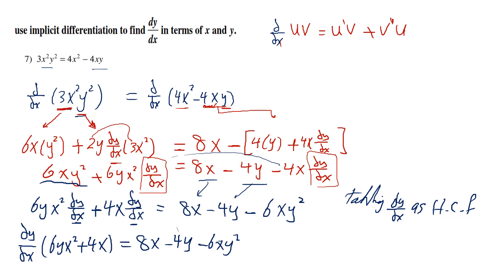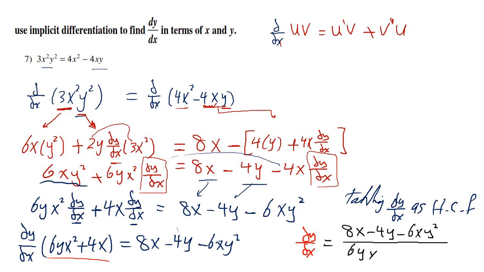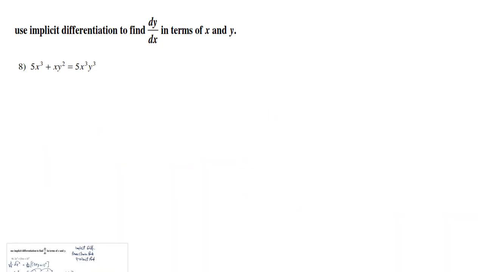By dividing both sides by 6yx squared plus 4x, dy by dx finally is equal to 8x minus 4y minus 6xy squared divided by 6yx squared plus 4x. By the way, I can simplify it more by dividing each term by 2, but I will keep it like this. So this is dy by dx in terms of x and y. Use implicit differentiation to find the value of dy by dx in terms of x and y.